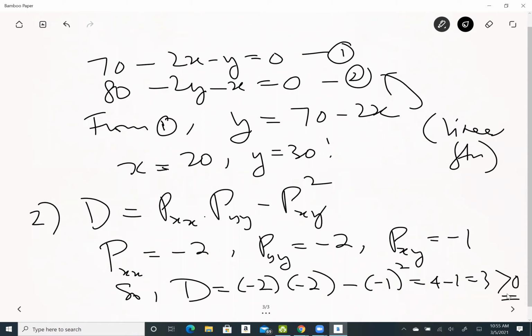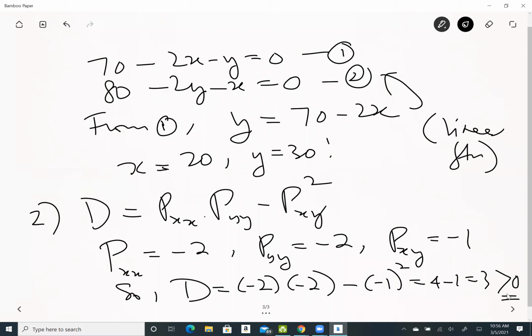All right, now you've got D equal to 3, which is positive, so you either have a maximum or minimum. So what you do next is check the Pxx. Pxx is -2, which is less than 0, negative. And Pyy is -2, less than 0. So what do you conclude? Since Pxx and Pyy are both negative, the profit has a maximum at the point x equal to 20, y equal to 30.